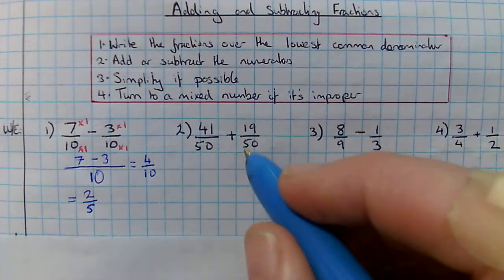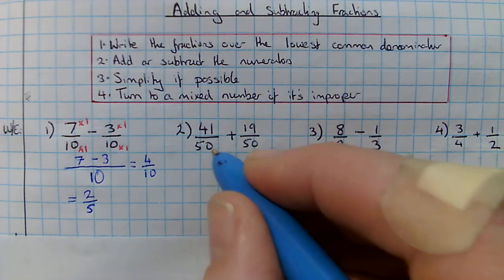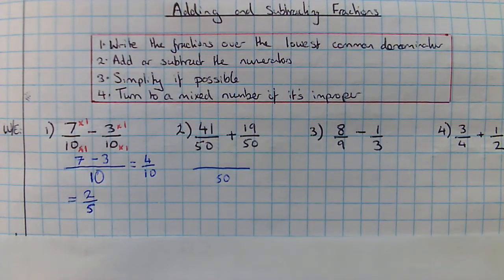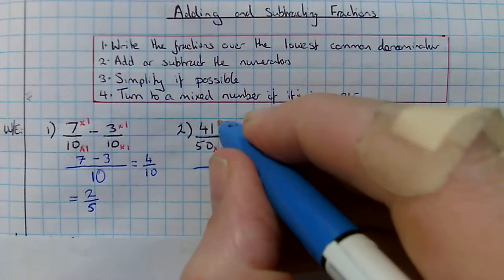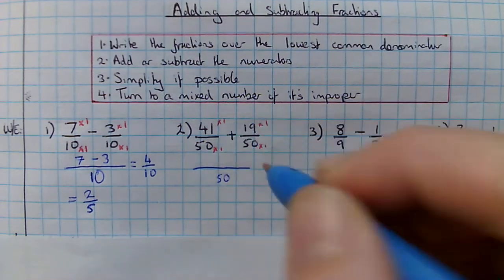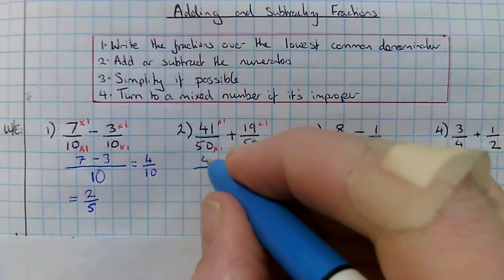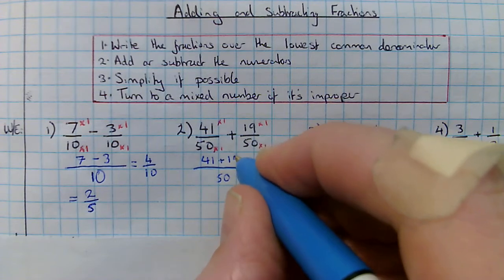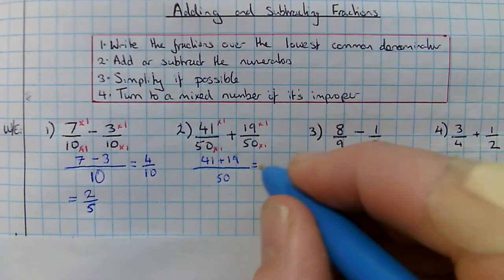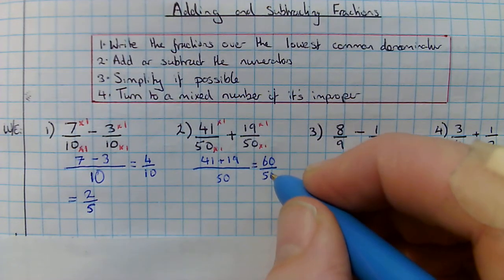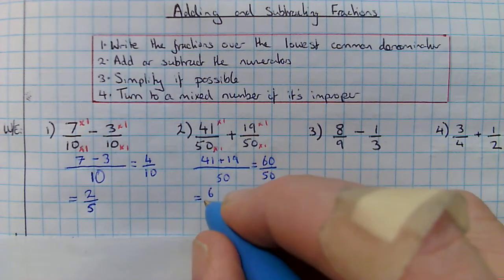Okay, let's have a look at the next one. Again, those two denominators are the same, so I'm just going to rewrite it with the same denominator out of 50. We're keeping everything the same. Just for the sake of completeness, I'm going to put in my times by 1s. So 41 times 1 is 41. 19 times 1 is 19. So I've got 41 plus 19. 41 plus 19 gives me 60 over 50. I can see that both of those are divisible by 10, so I can write that as 6 over 5.